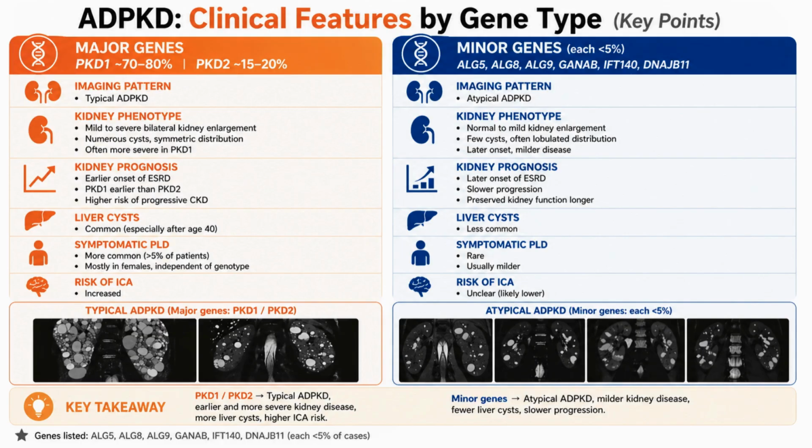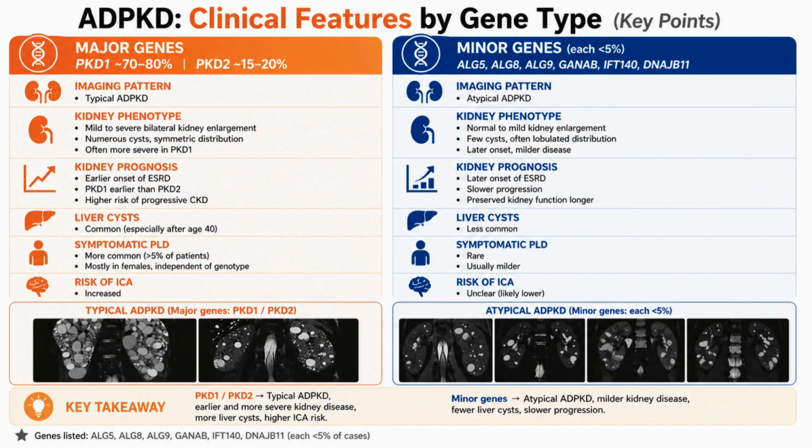PKD1 has earlier onset of kidney failure, often in the 50s. PKD2 has later onset, sometimes in the 60s or beyond. Minor genes are very heterogeneous. Many patients maintain kidney function for a long time, and only a subset progresses to end-stage kidney disease. Liver cysts are common in PKD1 and PKD2, often appearing by age 40. In minor genes, liver involvement is variable. Some genes like GANAB may still have significant liver cyst burden.